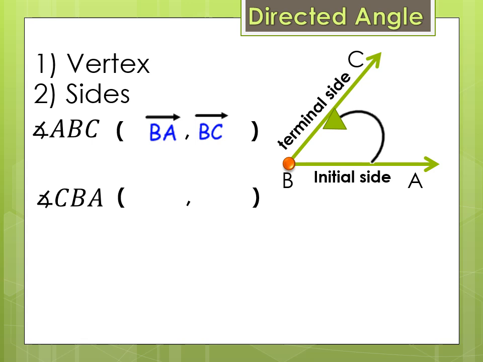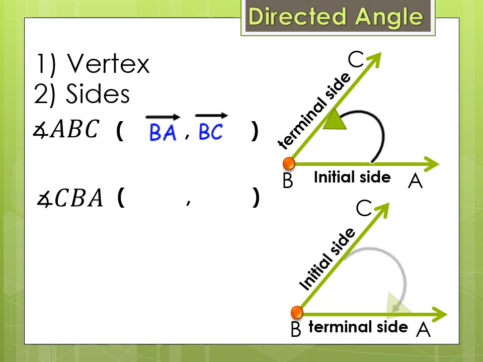If you say angle CBA, starting from C, what will the initial side be? The initial side will be CB, the BC ray. So if the initial is BC, we start writing the angle in the form of a directed angle, BC is initial because I need to start here. The terminal, which is the side that moves, will be BA. That means terminal side.